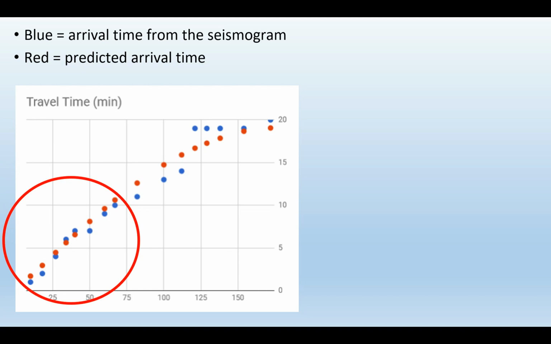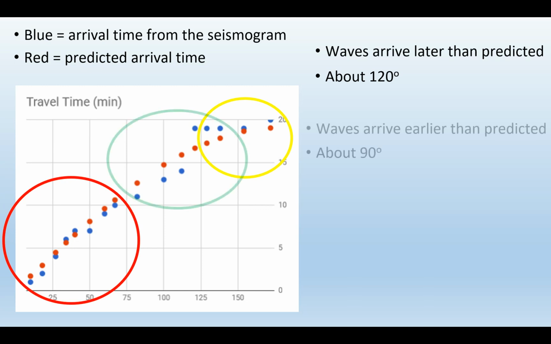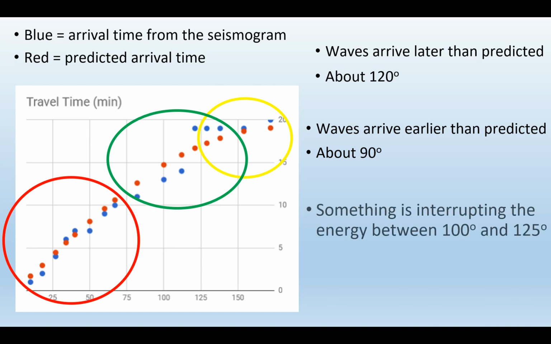Now if we look up here at the top too, same kind of thing happens there. So the last little part, those waves arrive a little bit later than predicted at about 120 degrees. And then earlier, so this is the section that we're really interested in, this green circle, because our predictions really are not matching what is actually happening there. So something is interrupting the energy between about 100 degrees and about 125 degrees.